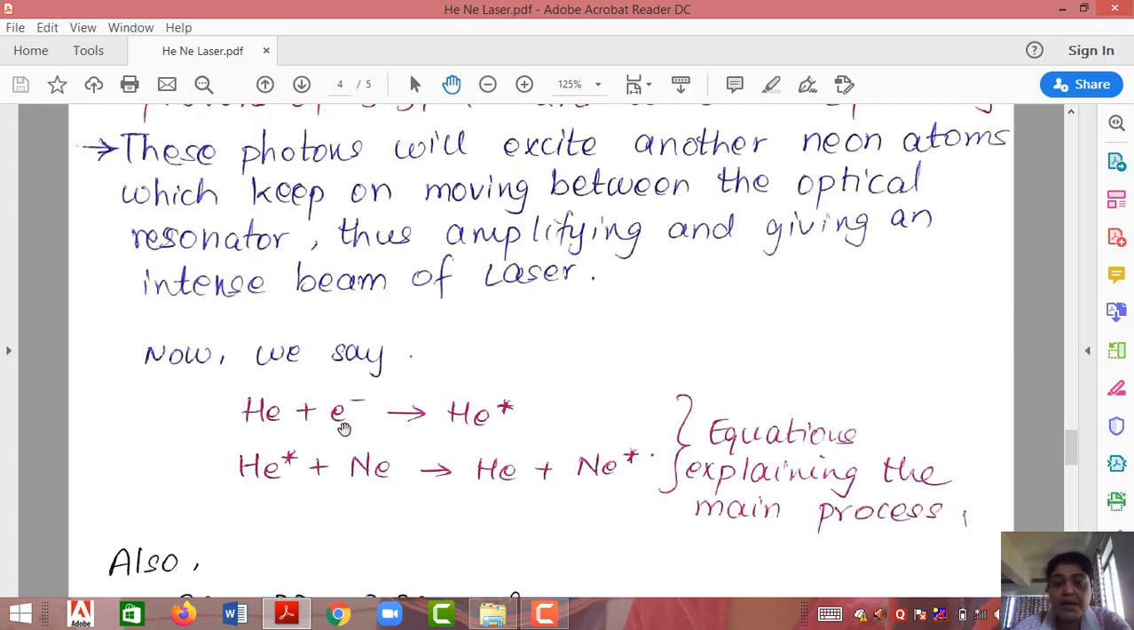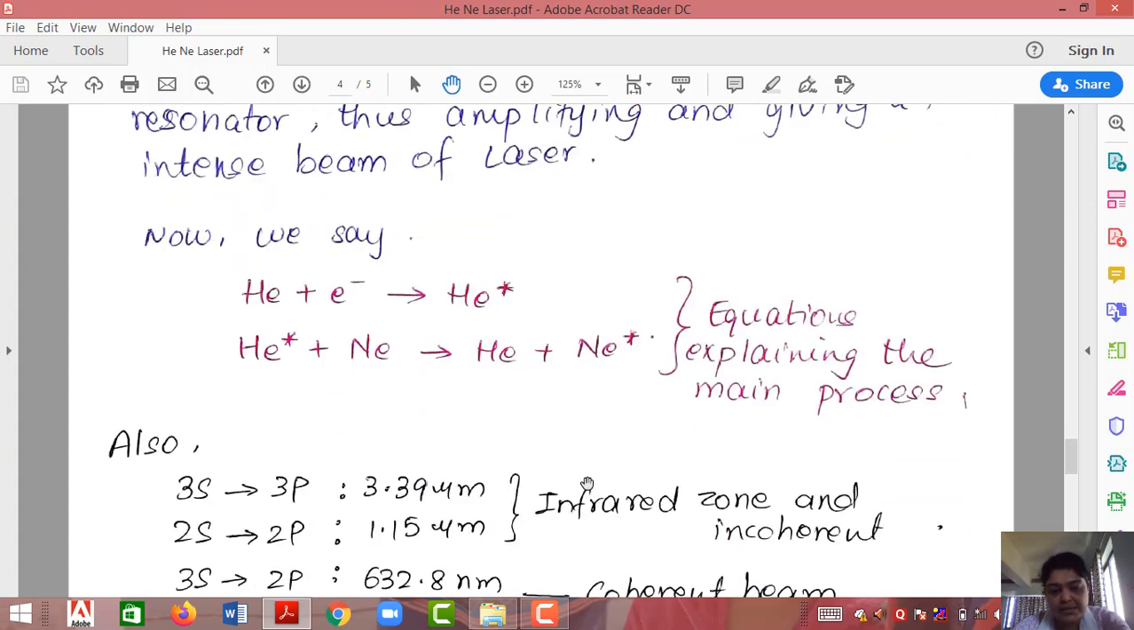Helium plus electrons. Where do these electrons come from? Because of the DC supply you have given, helium atoms get excited. So these excited electrons will give us excited helium atoms in the levels 21s and 23s. Now these excited helium atoms with neon will give us helium atoms back to the normal level and excited neon atoms. We need actually the excitation of neon because that is the lasing gas.